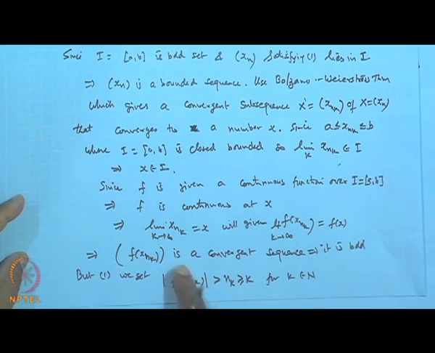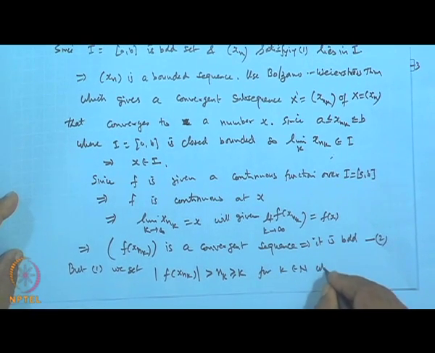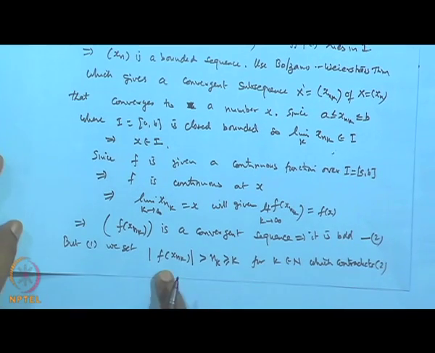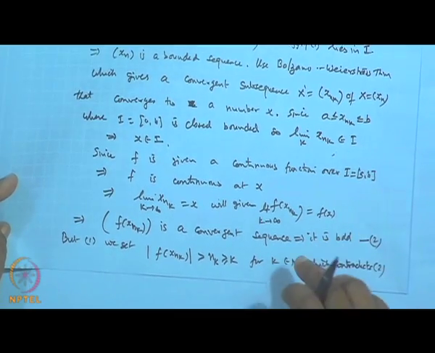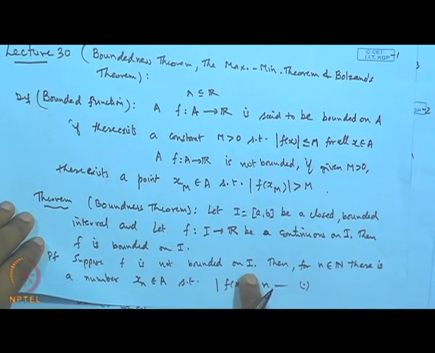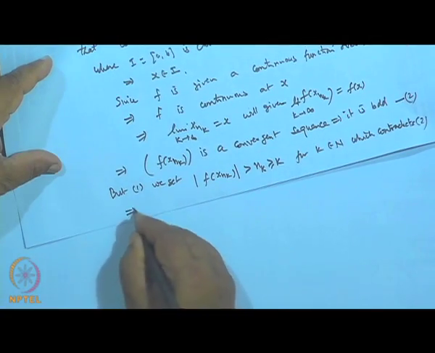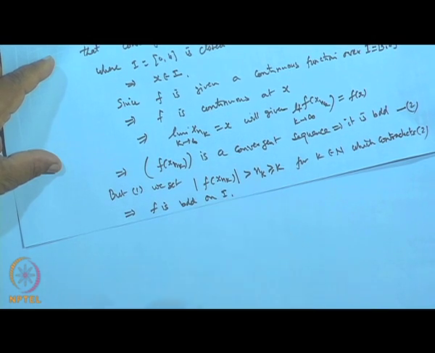So, this gives a contradiction of our second part, which contradicts 2, because here this shows it is unbounded, while we have already shown it is bounded. So, it gives a contradiction, and the contradiction is because of our assumption that our function f is not bounded on I. So, this shows that function f is bounded on I, that is a closed interval. So, this proves the result which is known as the boundedness theorem.